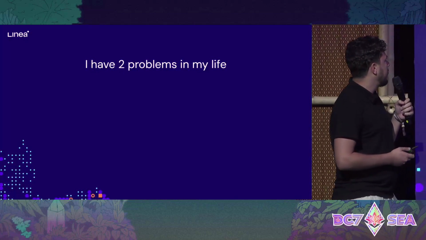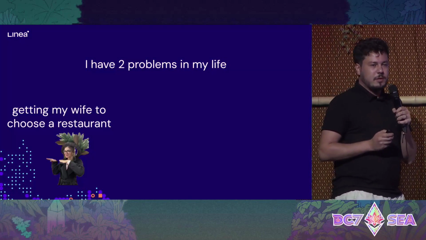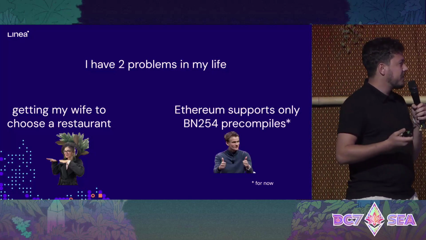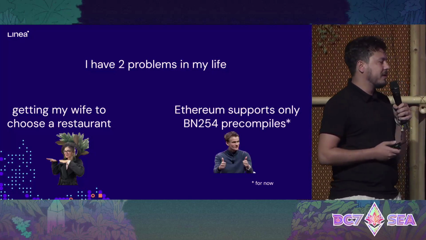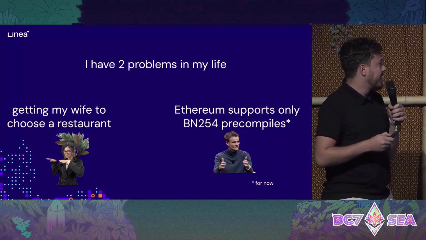So I have two problems in my life. One, getting my wife to choose a restaurant, difficult one. And two, Ethereum supports only BN254 precompiled. So today I'm going to talk about the second problem because the first one, we need more time, right?